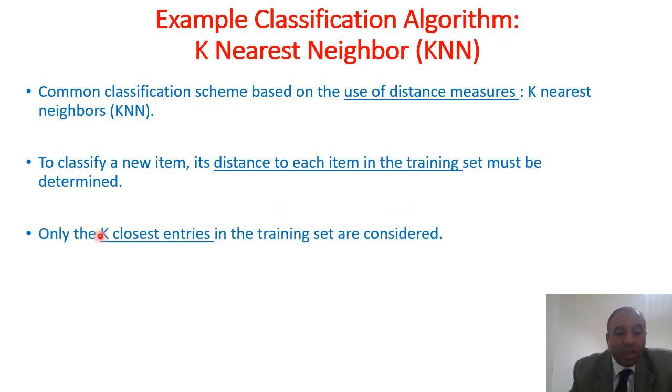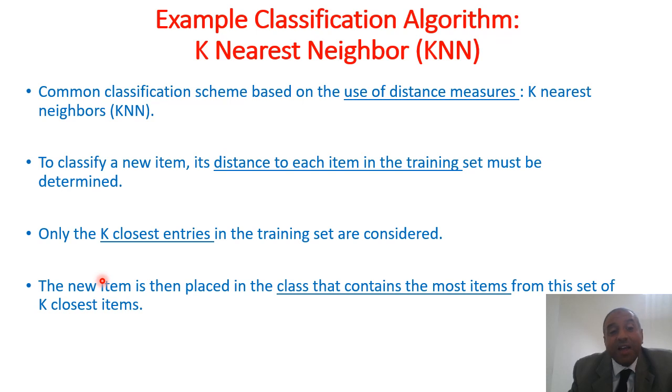Then, through a specified number called k, which is what k in k-nearest neighbor refers to, only the k closest entries are considered. Then we look at these k closest entries we found to decide which class to assign the new item. We assign the new item to the class with the most entries among the k closest, the class which has the greatest number of entries in this set. Then we classify this way.